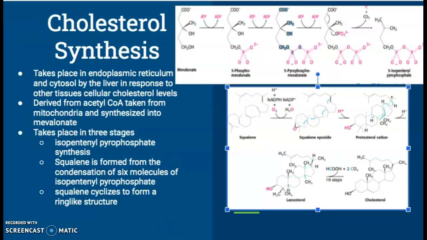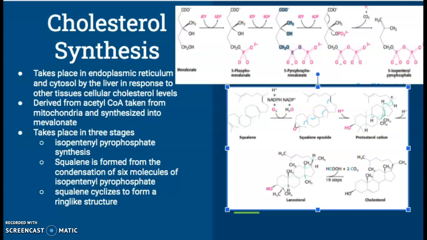So I'm going to do a very brief overview of how cholesterol is synthesized, and then come back to the most important step in regards to lovastatin's action on the pathway. So basically, cholesterol is synthesized at the cellular level in the endoplasmic reticulum and the cytosol of the cell. Like I said, it's present in every cell, but mostly in the liver cells. It's most important for production of bile in response to the other tissues' cellular cholesterol levels.